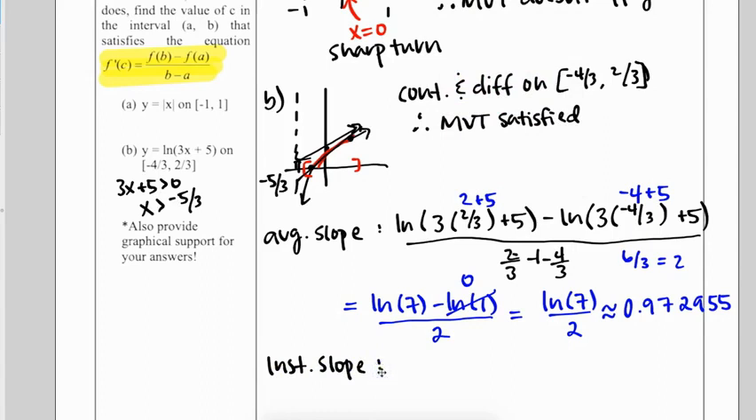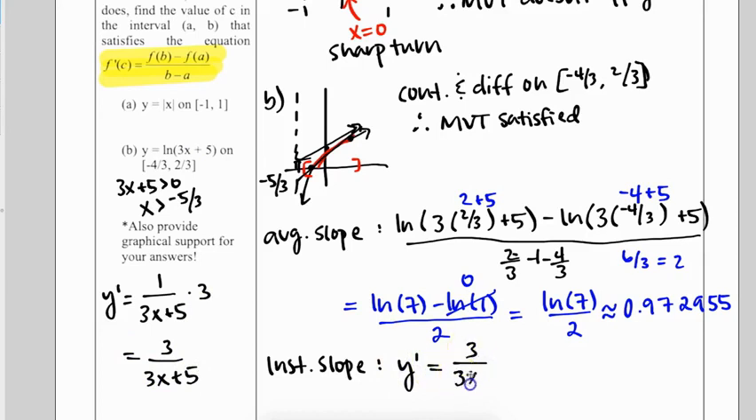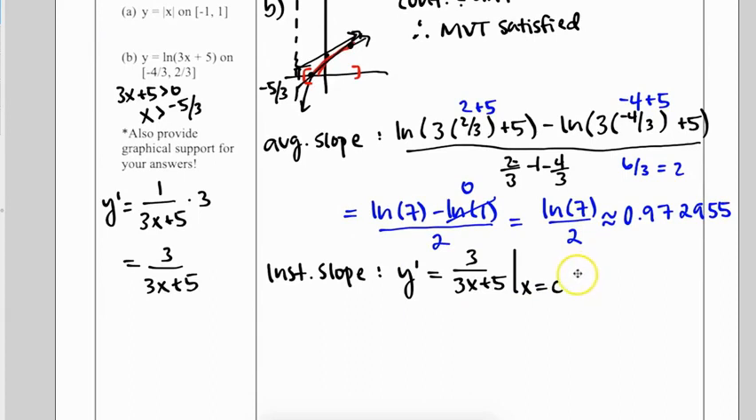Our instantaneous slope is going to come from our derivative. So let's take the derivative of the natural log of 3x plus 5. So y prime is going to be a chain rule. The derivative of the outside is 1 over 3x plus 5. The derivative of the inside is 3. So that's 3 over 3x plus 5. So we are evaluating our derivative y prime at x equals c, which, lucky for us, is 3 over 3c plus 5.